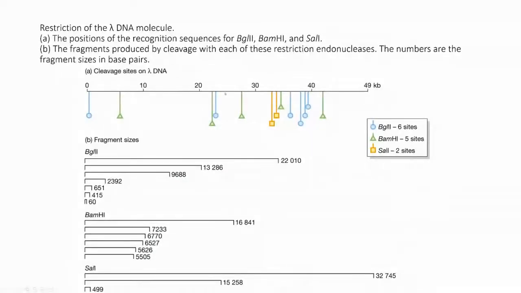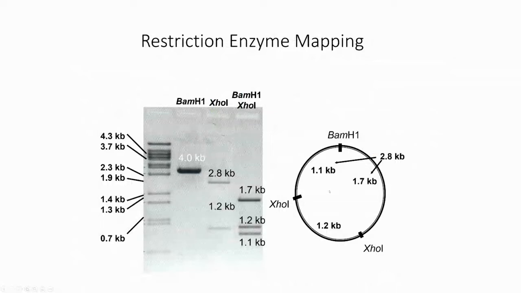This is the example of linear DNA. For the circular DNA, the size of this circular DNA, if you run it as linear DNA, gives you 4 kilobase. If you cut with BamHI, 1 cut site, 1 fragment, 4 kilobase.